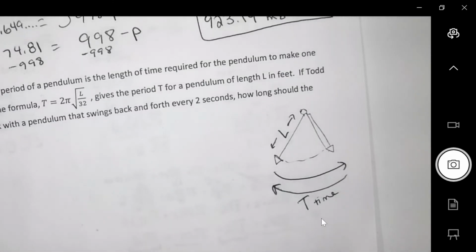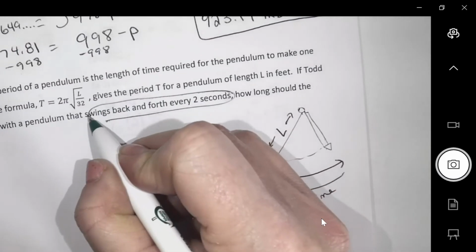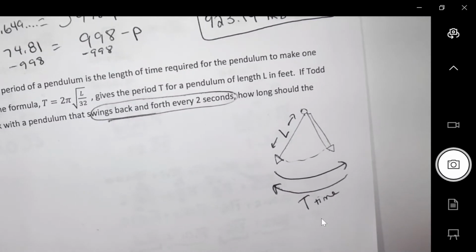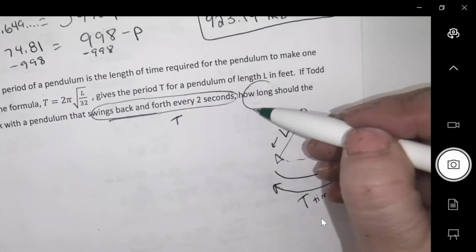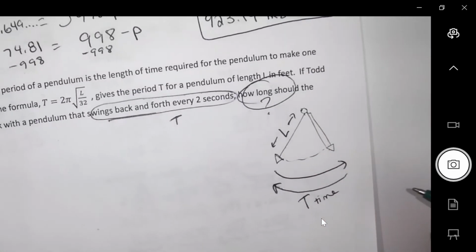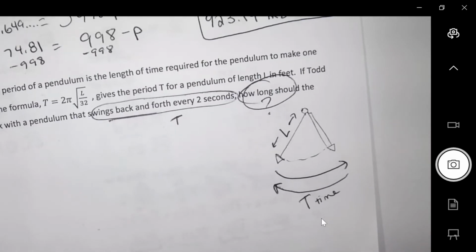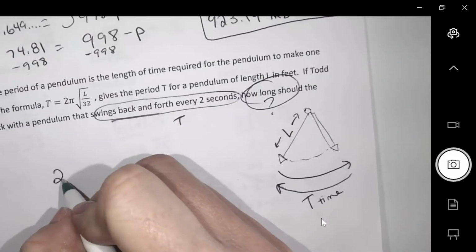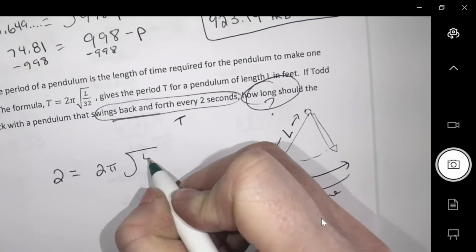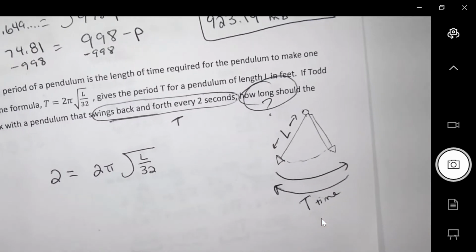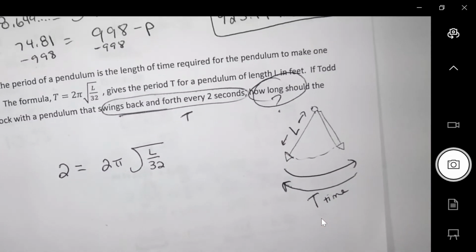Okay. Todd wants to build this so that it goes back and forth every 2 seconds. So that's the time. How long do you want this arm of the clock to be? Okay, so I'm going to go 2 equals 2 pi square root of L over 32. There's my formula.